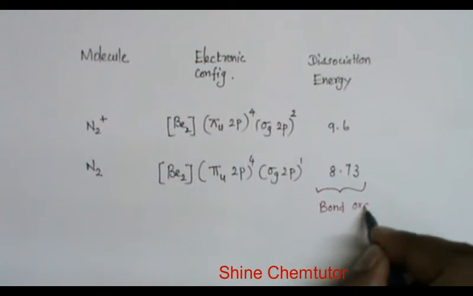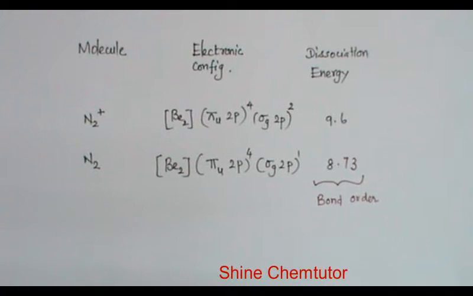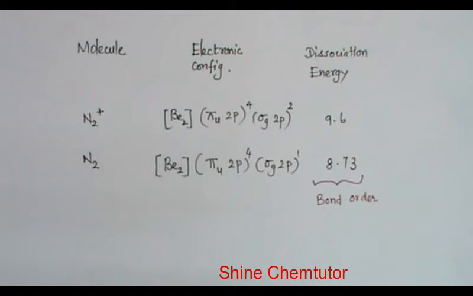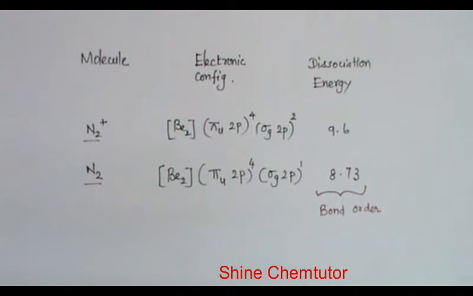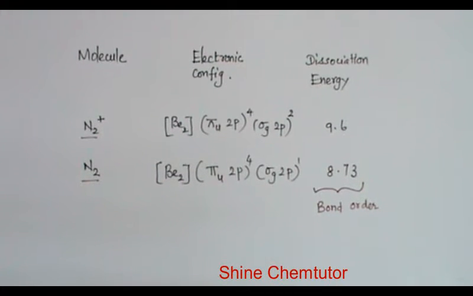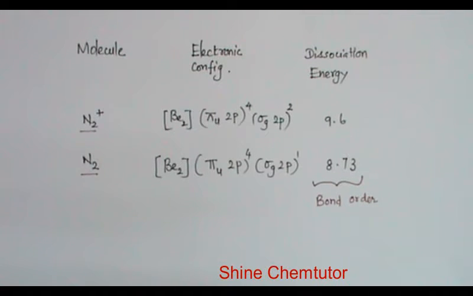Bond order, we can predict what will be the dissociation energy. If the bond order is more, the dissociation energy will be more. You need not memorize this value. So basically, you have to find out the bond order for this.